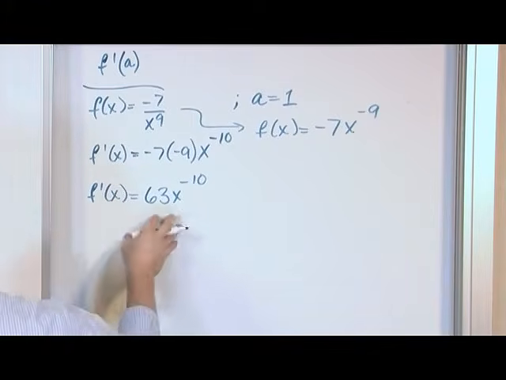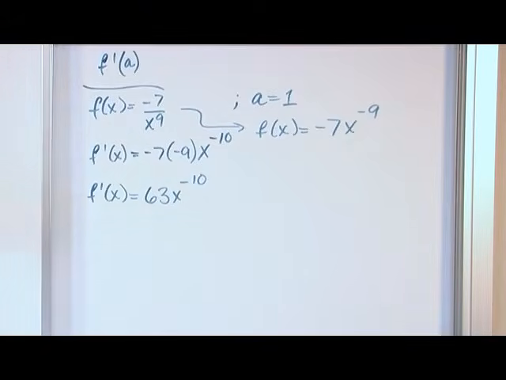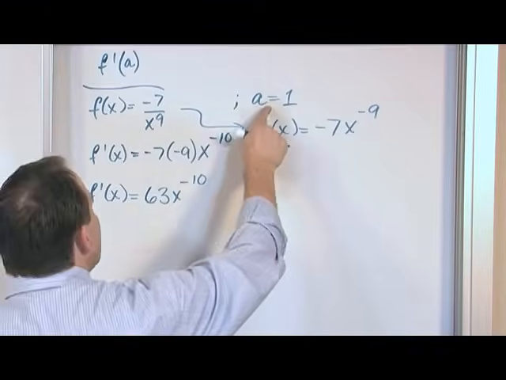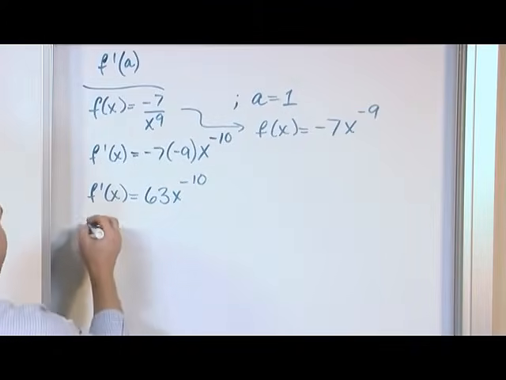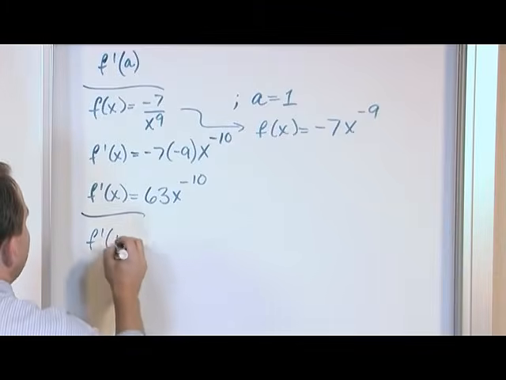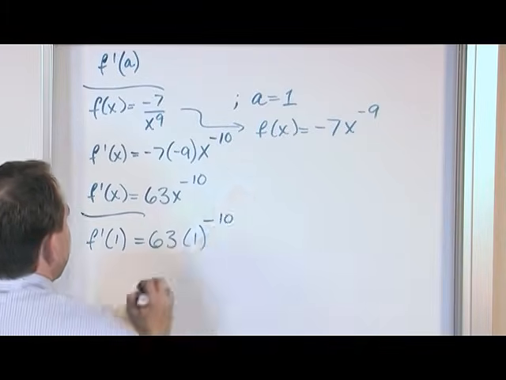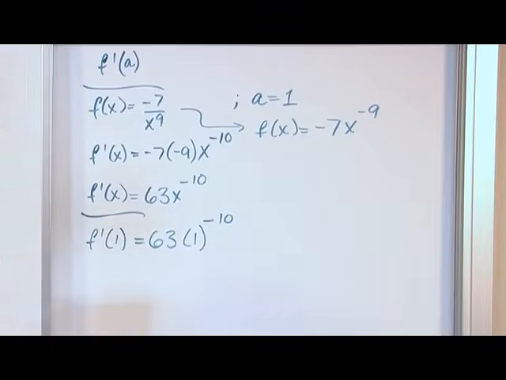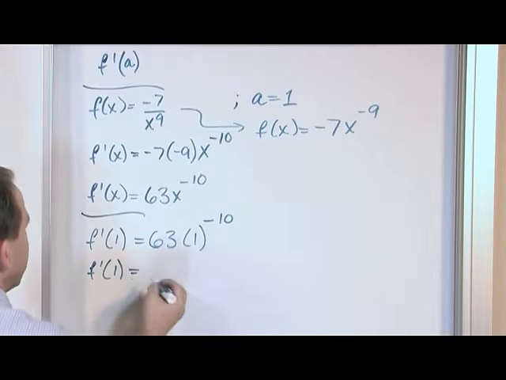So here's the derivative. This derivative represents the slope of my original function at any value of x I want to look at. I just put a value in, I get the slope of my original guy. Here I want to know what is the slope when I say a here, but really it's x is equal to 1. So all you do is put it in there. f prime of 1 is equal to 63 times 1 to the negative 10th power. So 1 to the negative 10 is just going to be 1, right?